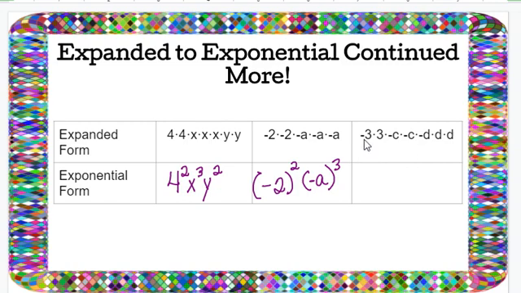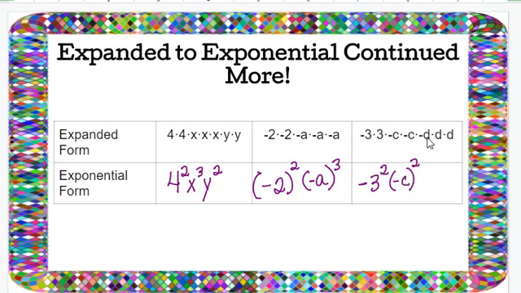All right, and the third and final example, we have a negative sign in front of 3 times -c times -c times -d times d. So we're going to break this up and do them one at a time. So the negative sign for the 3 is just out front, so no parentheses are involved. So -3 times 3, so there's 2 of them. So we're going to do -3 squared, no parentheses. For the c, -c and -c, they both have negative signs, so this does go inside of parentheses. And there's 2 of them, so that would be to the second power.